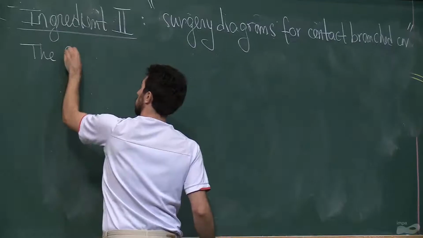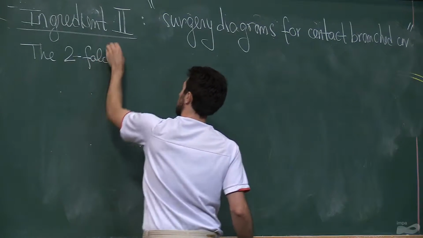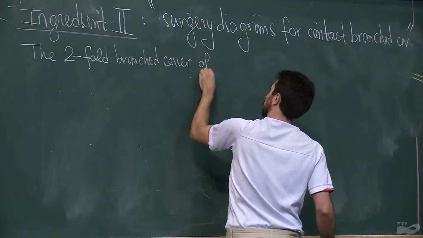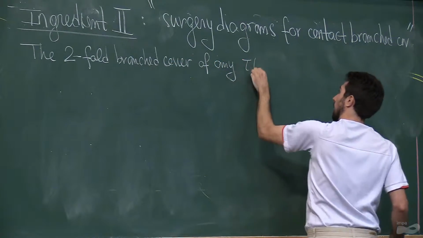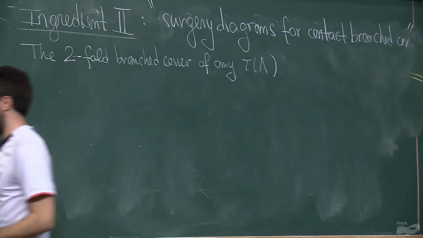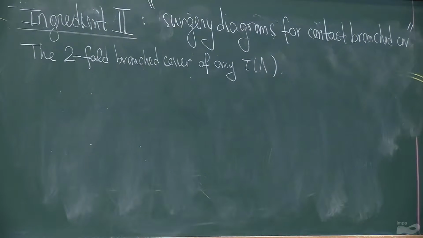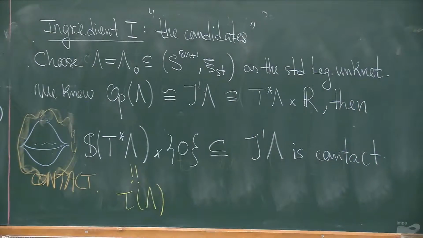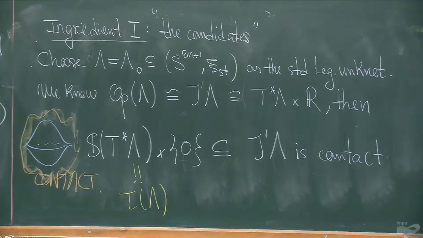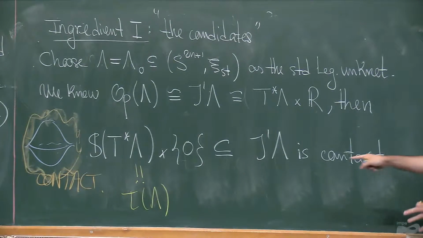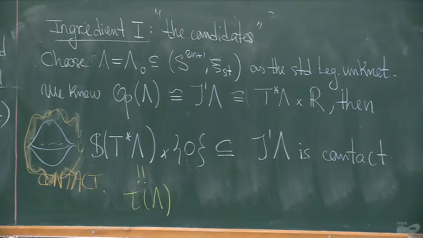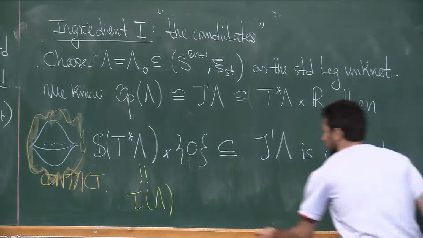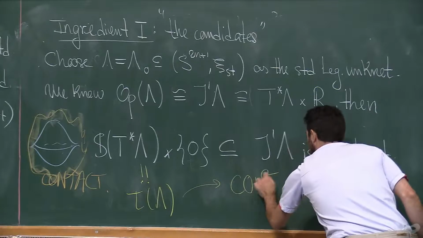The twofold branch covers of any tau sub lambda, and I'm going to define this to be tau of lambda. I usually like to call that the contact push-off, which is not to be confused with the transverse push-off, because they're not the same thing. Okay? The transverse push-off is only a piece of this contact push-off. In 3 dimensions, this is a 2-component link. The transverse push-off would be a 1-component link. But this thing is what I like to call the contact push-off.